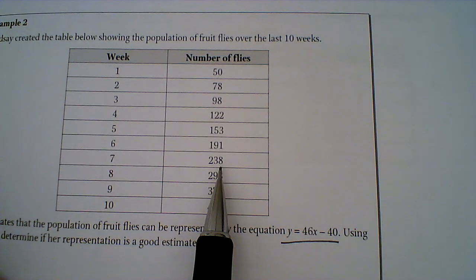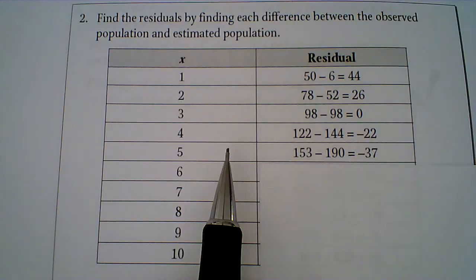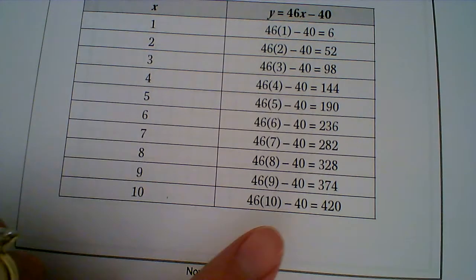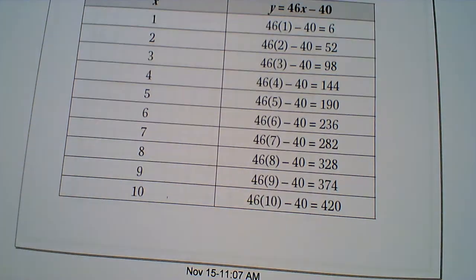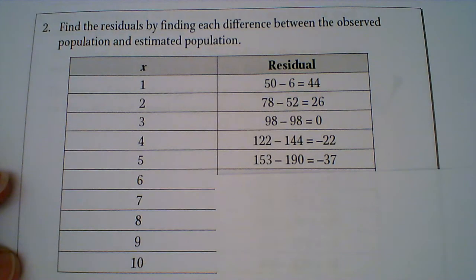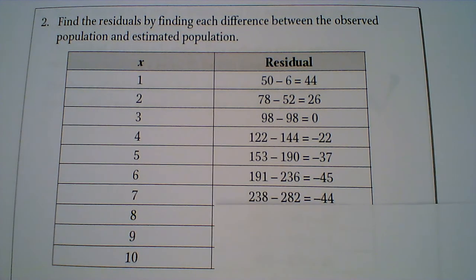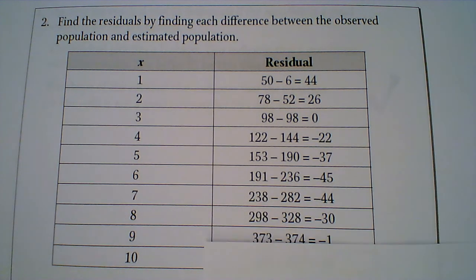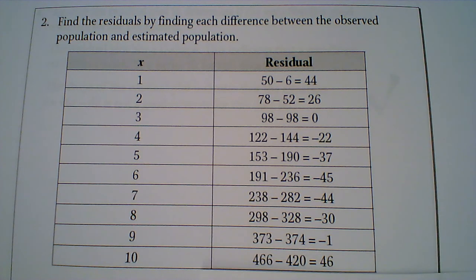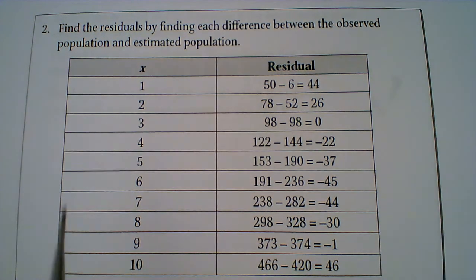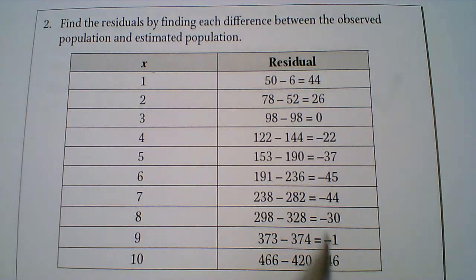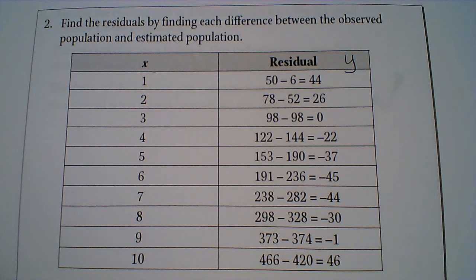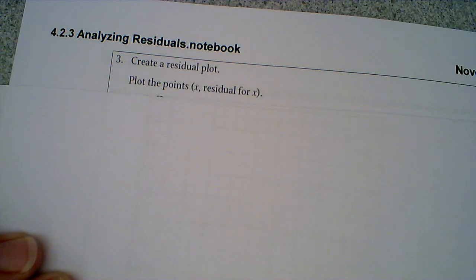Take the original. Let's just go back and look. Week 7, our original was 238. Week 7, according to the line, is 282. So that's what we subtract. 238 minus 282. So let's continue. And when you have your completed table, we now have our x values and our residual values, which will be our y's on the next graph that we plot.